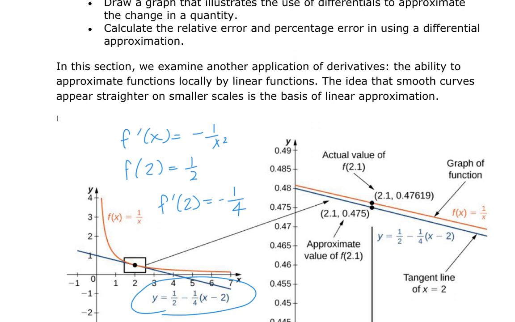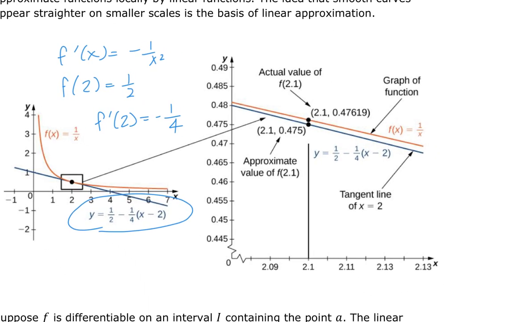We can use this equation of a tangent line to approximate the value of f of 2.1. So I put into this equation of a tangent line the value that I'm really interested in, which is 2.1. The difference between 2.1 and 2 is 0.1. And so I have 1/2 minus 1/4 times 0.1, and that'll give me an approximate value as if I were to put 2.1 into the original function.